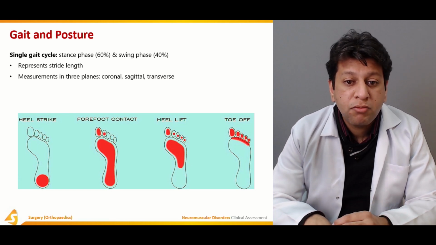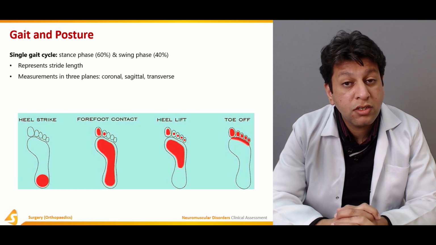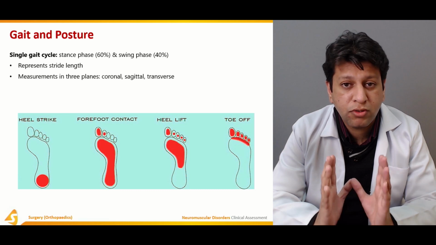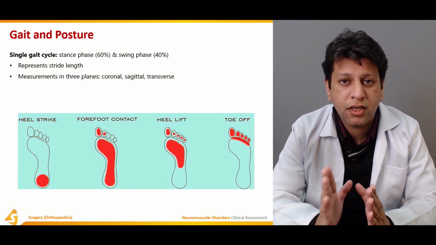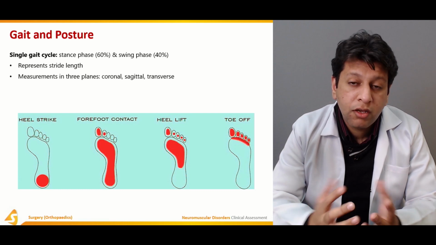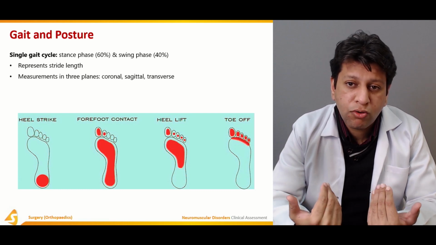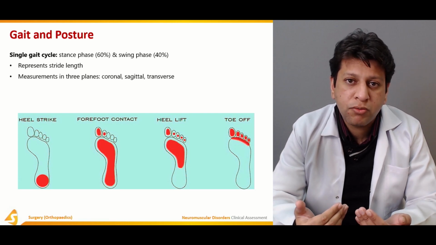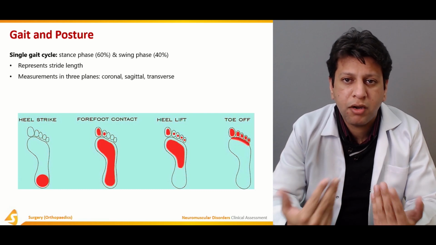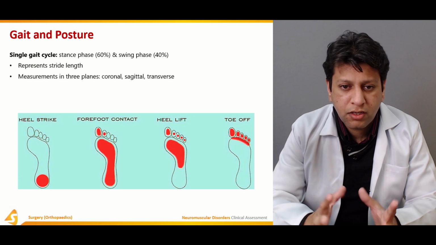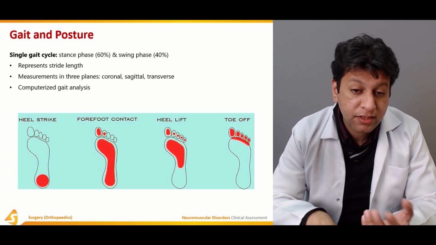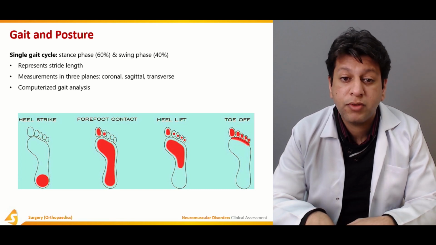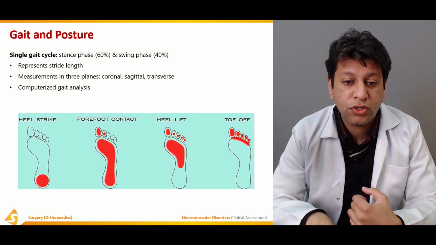Then we have to measure these things in three planes: coronal, sagittal, and transverse. That is why nowadays gait analysis is done by computer, because cameras are placed in three planes and can analyze things in all planes. But as an examiner, one has to at least ask the patient to take a few steps away and a few steps towards you, so you can see it from behind and from the front and know what exactly the problem is. As I just told you, nowadays computerized gait analysis is being done because gait analysis is a very integral part of analyzing neuromuscular disorders.